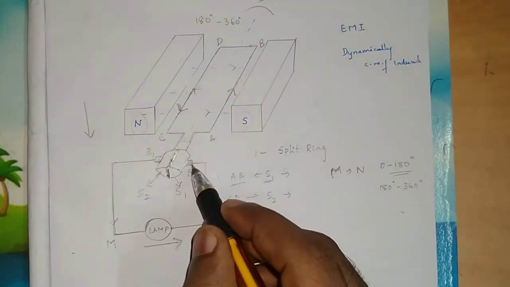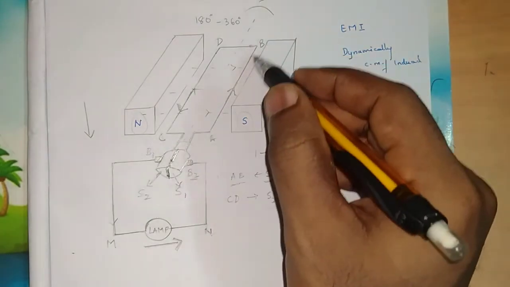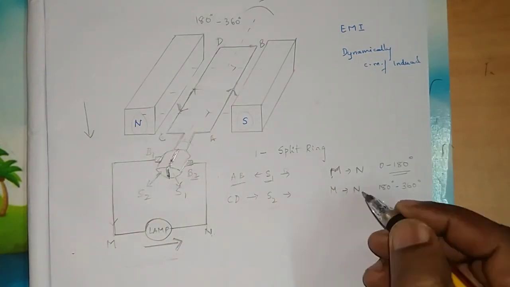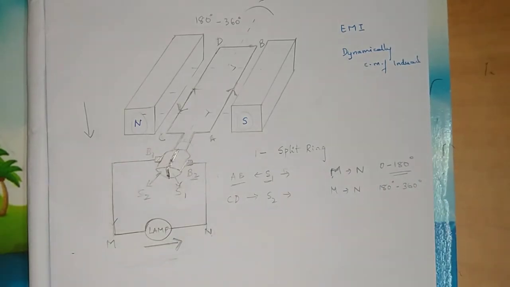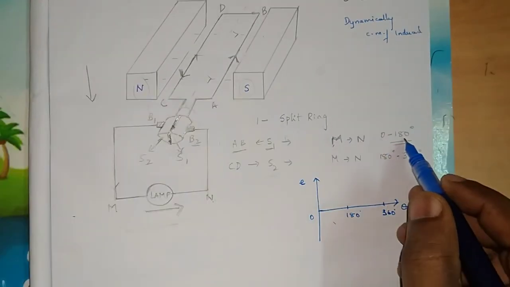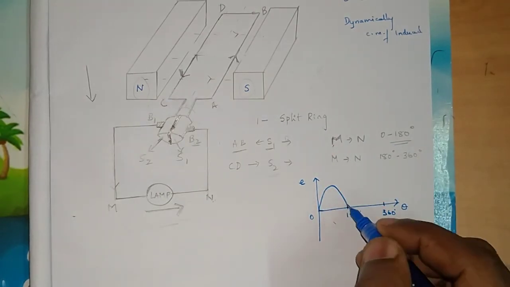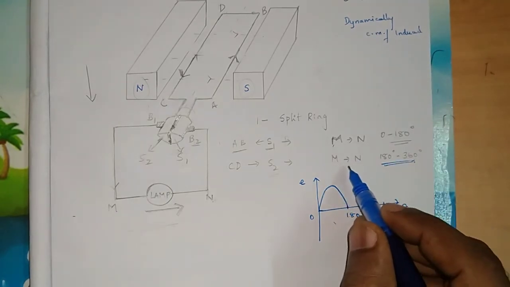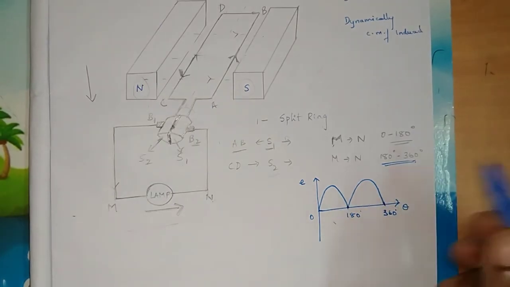And from here the current will reach B2, B2 to S1. From S1, the segment is connected to conductor A and B. So direction will be in this way. So now we are getting the current direction same, that is M to N for another 180 degree rotation. So now I will draw the waveform for this condition. From 0 to 180 degree rotation, the current direction will be M to N. So either you can draw it in positive side or negative side. For another 180 degree rotation, the current direction is same. So I will draw it in the positive side itself.